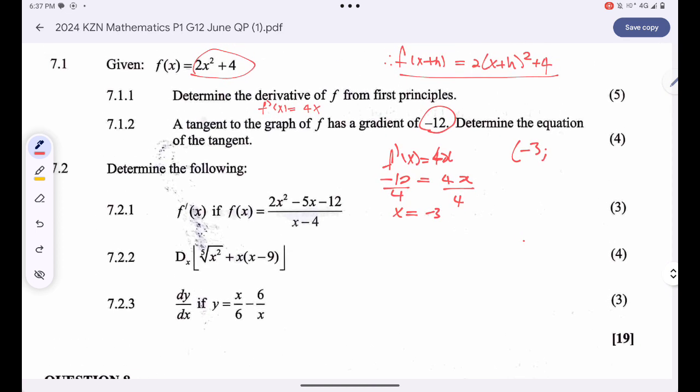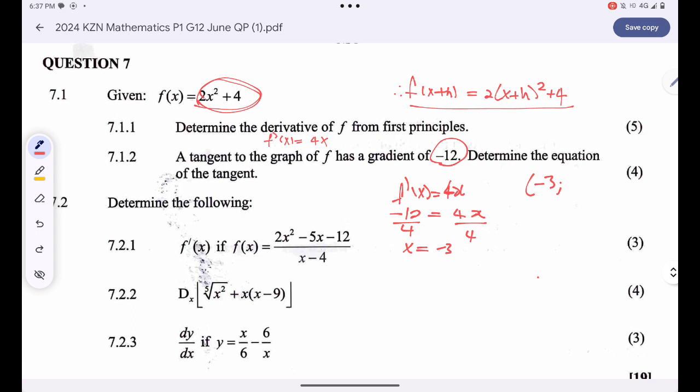For me to find the corresponding y value, I just need to substitute the negative 3 over there. So f of negative 3 is equal to 2 times negative 3 squared plus 4. That's 9 times 2, that's 18, plus 4 is 22. So the gradient of my tangent at this point is equal to negative 12.